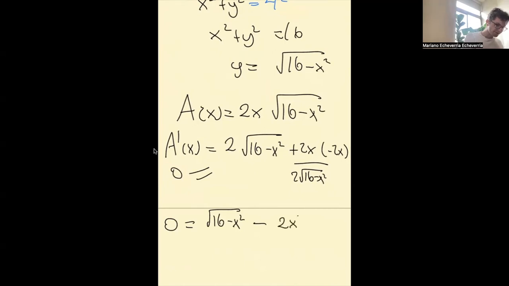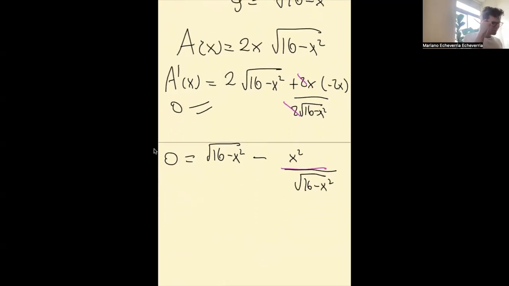There's a bunch of 2's, right? There's a 2 that goes with this 2, or with that 2 actually. And then these 2's go away because you're setting it equal to 0. So you just get minus x squared over root of 16 minus x squared. Right, and then there are a couple of ways to solve this. Like you could multiply by the square root of 16 minus x squared on both sides.